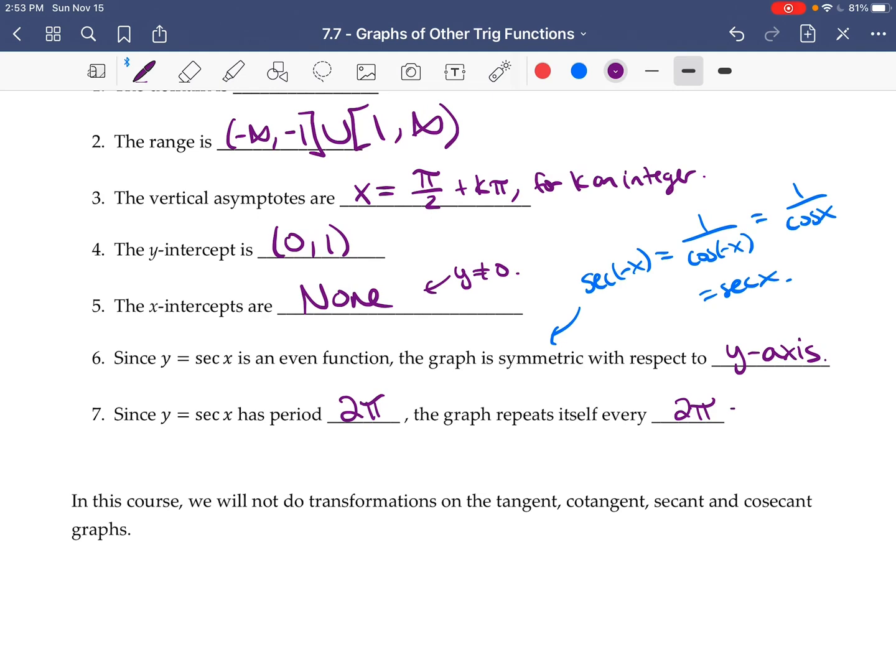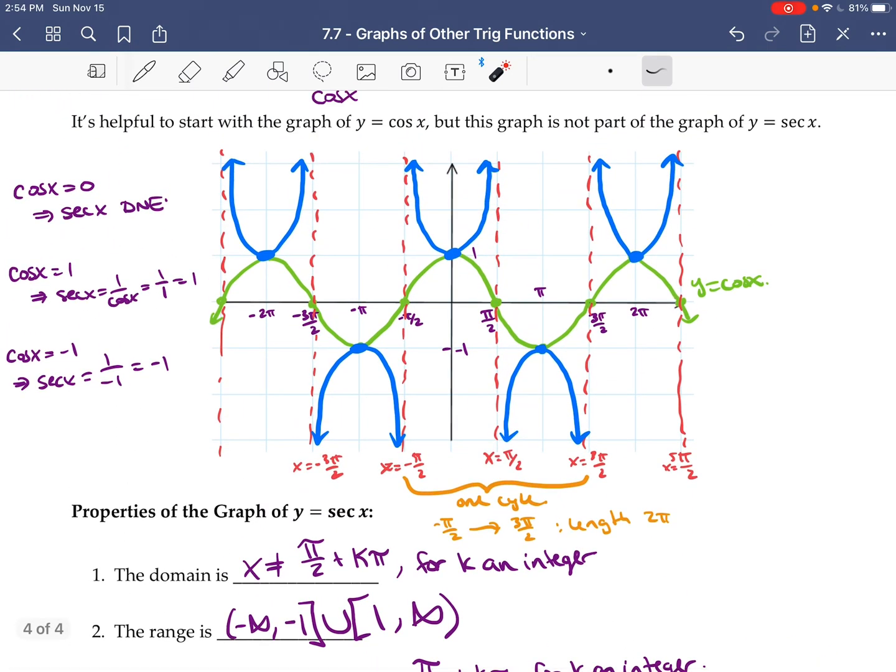In our course, you could do transformations on these graphs. We're going to focus on sine and cosine. So you won't be responsible for doing transformations on these graphs, but you should know what these particular graphs look like. I should write here in blue, the blue graph is the graph of secant of x. So that's what secant and cotan look like.